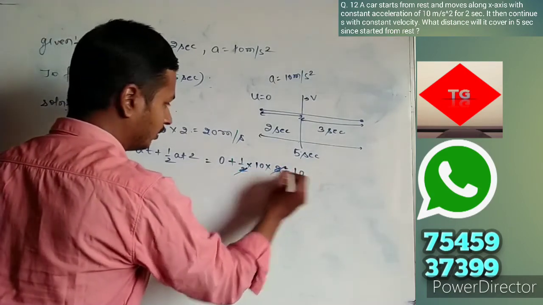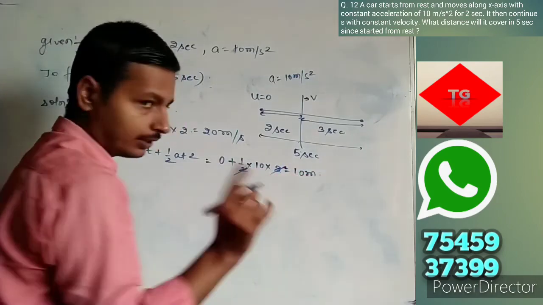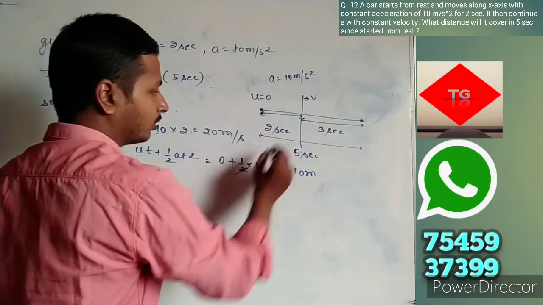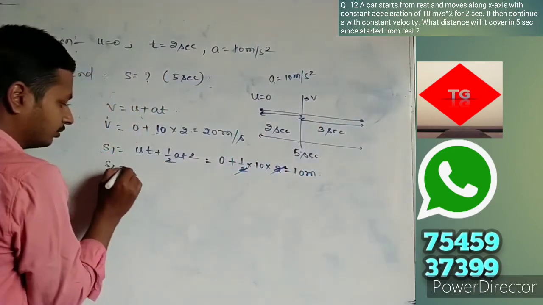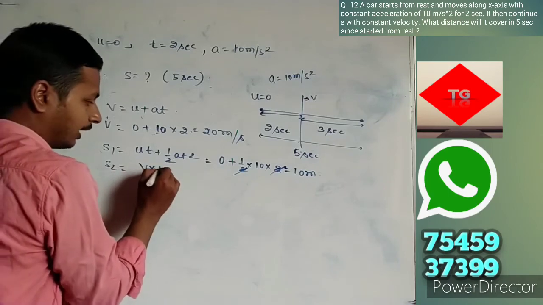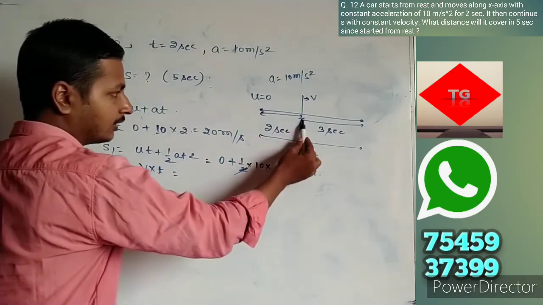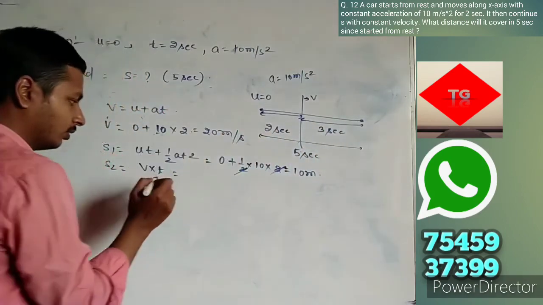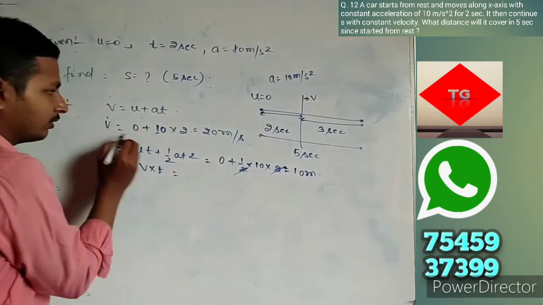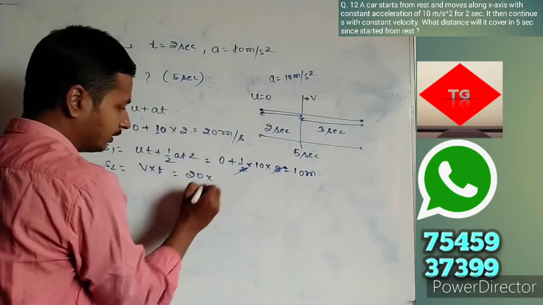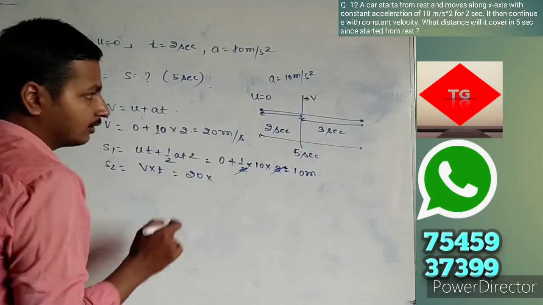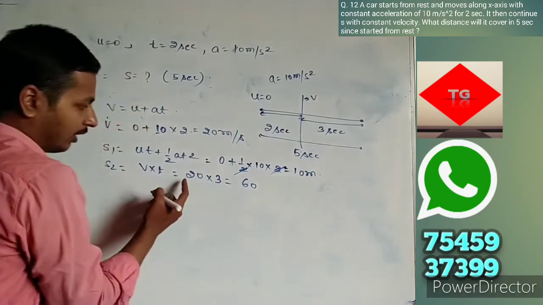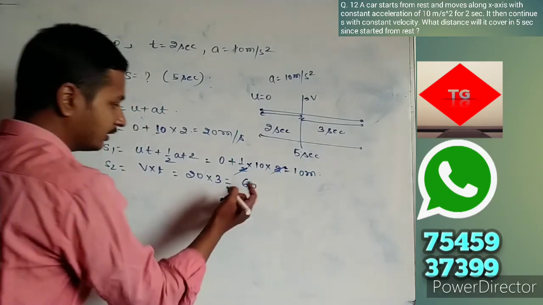For 10 meter. And after that, if it moves with constant velocity, then to find the distance s2, it is speed into time. The remaining time is for 3 seconds, so we have to find the distance for 3 seconds. After calculating the speed you have to put the value of speed, and the time is 3 seconds. After multiplying this you will get 60 meter.